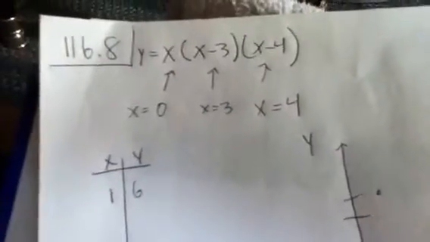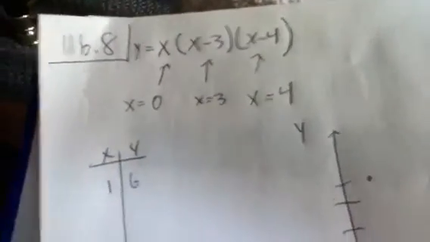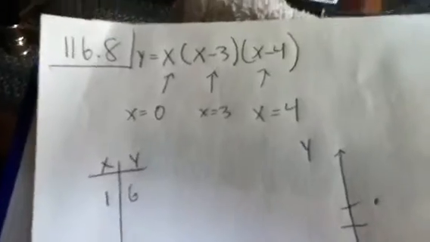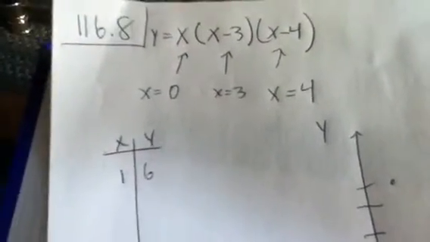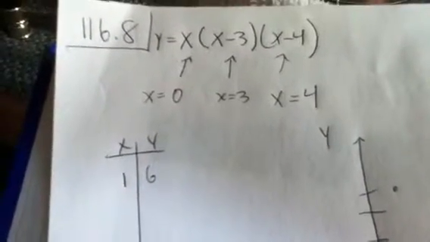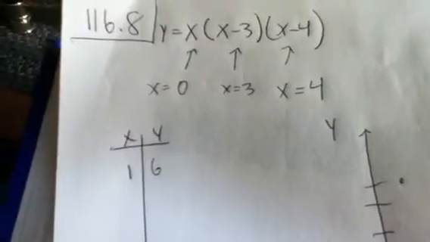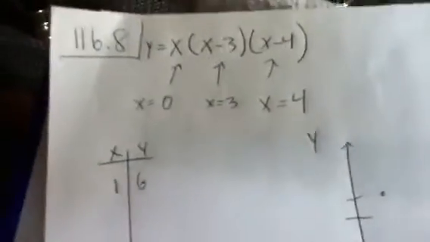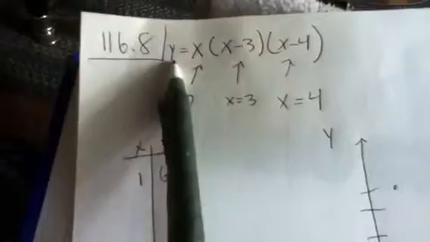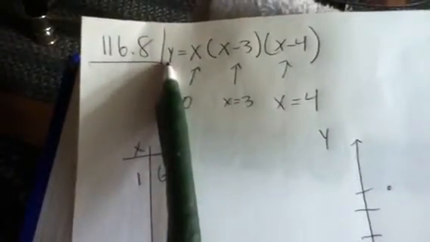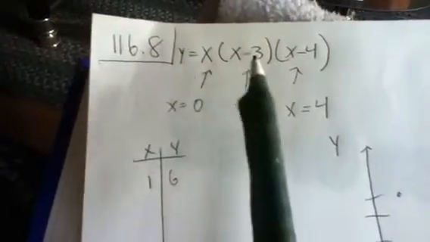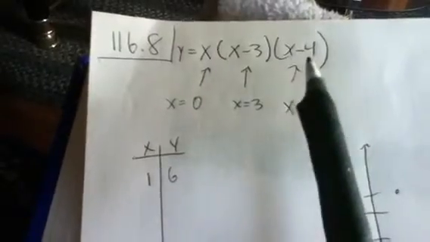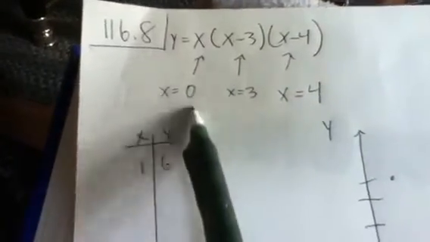Here's lesson 116, number 8. It wants me to graph this function. It's already all factored for me, and it wants me to put dots where the x-intercepts are. So you find the x-intercepts whenever y is 0. If you use the zero product property and plug in 0 for y, you'll get x equals 0, x minus 3 equals 0, and x minus 4 equals 0. So that's going to give you 0, 3, and 4 for your intercepts.